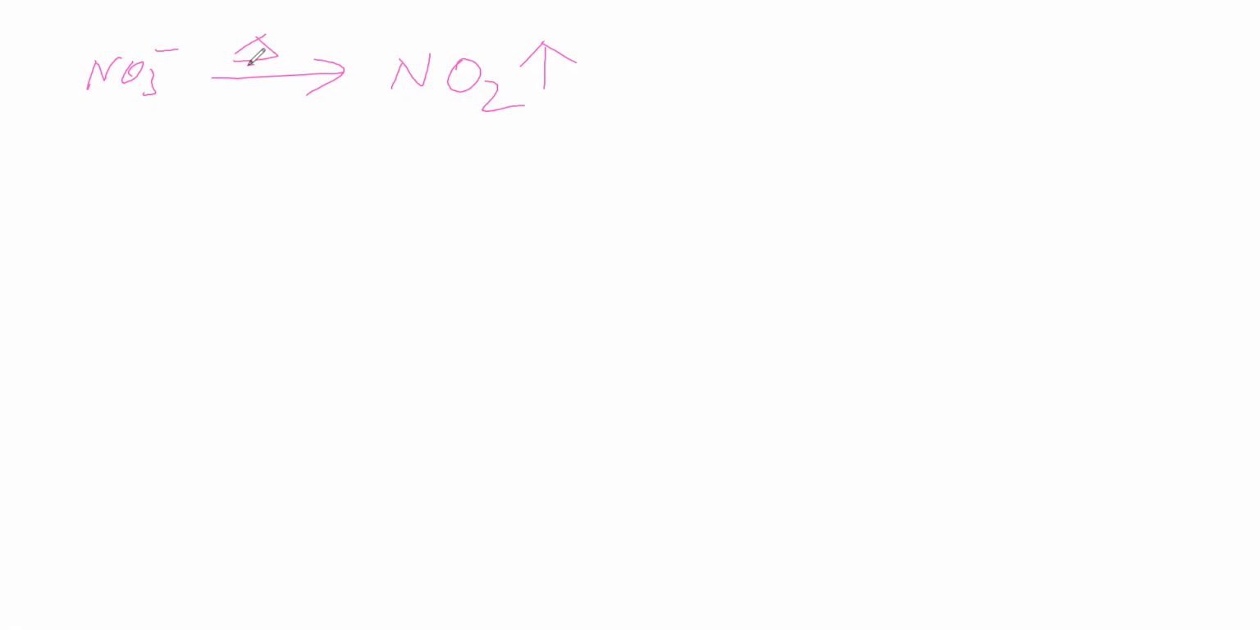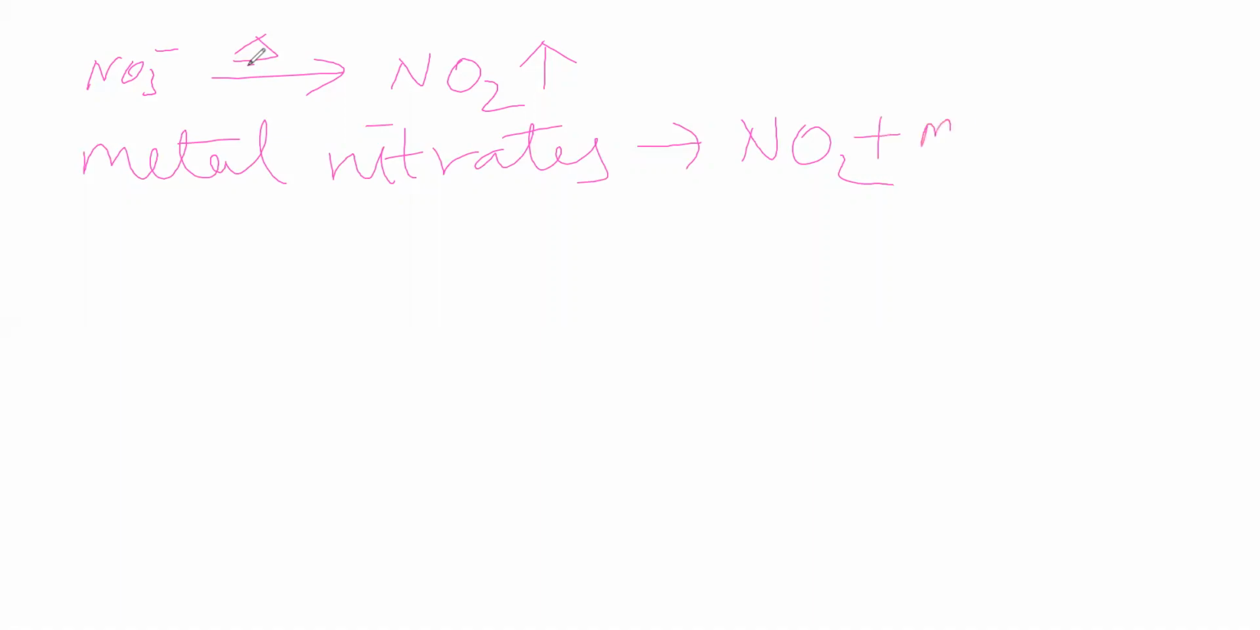Okay. So all the metal nitrates on dry heating give NO2 gas. Then what else is possible? Metal oxide is possible. Next possibility is oxygen. Metal nitrates on heating give NO2, metal oxide, and oxygen.